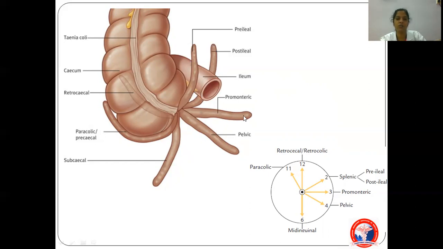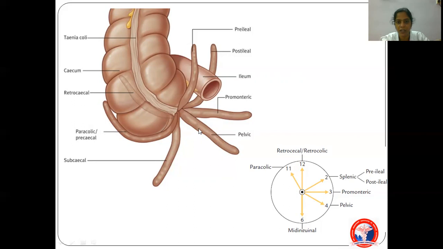The next one, promontoric type. Why do we name it promontoric? It is going towards the promontory of the sacrum. So that is named as promontoric type. This is the promontoric type. The next type is pelvic type. This one is going towards the pelvis.